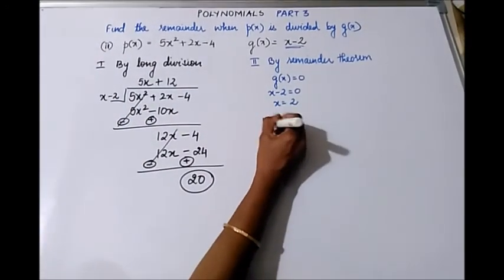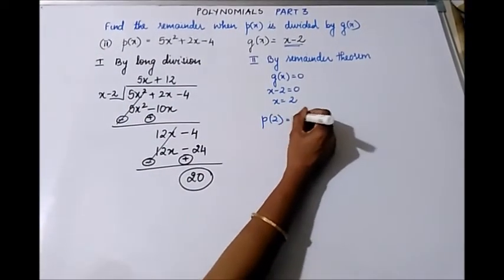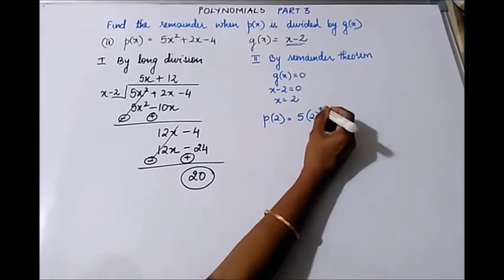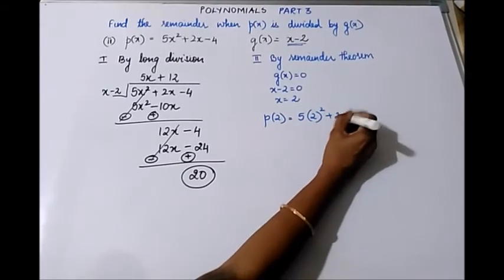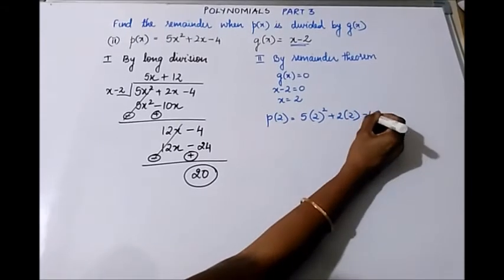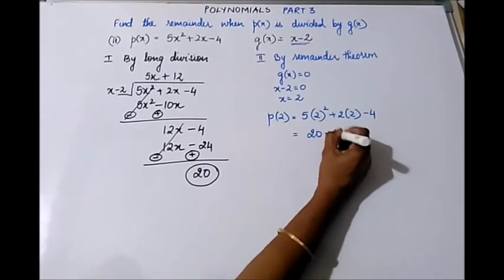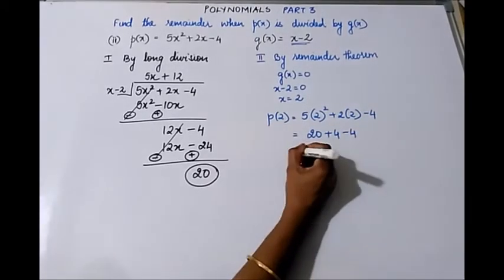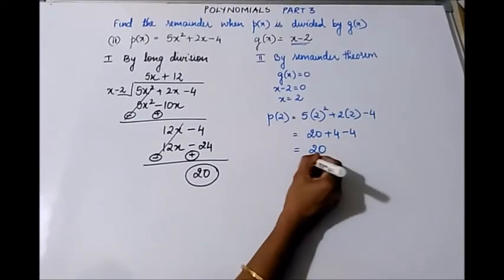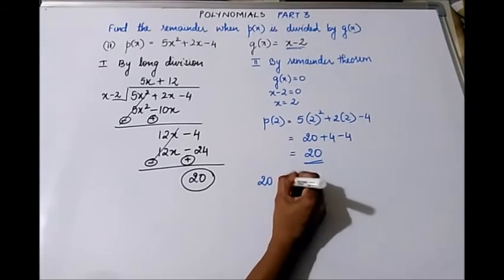So, we will get here p of 2 is equal to 5 into 2 the whole square plus 2 into 2 minus 4. This will give us 20 plus 4 minus 4. The answer is 20. What is 20 here? 20 is the remainder.